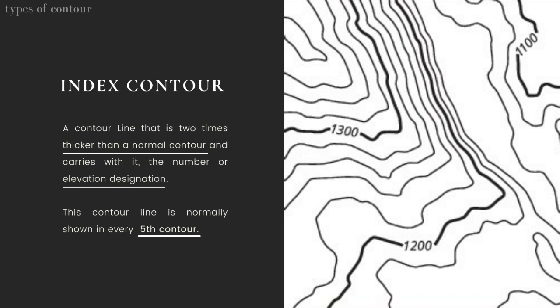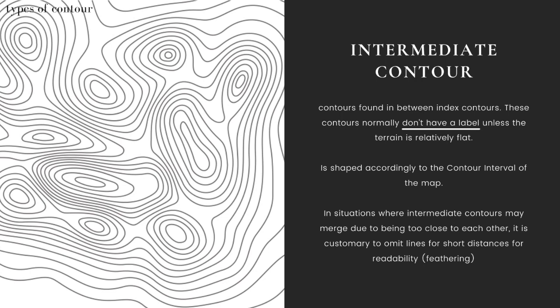Moving on to intermediate contours, these are found in between index contours. These contours normally don't have a label unless the terrain is relatively flat. It is shaped according to the contour interval of the map. We will discuss more about the contour interval later on in the video. In situations where intermediate contours may merge due to being too close to each other, it is customary to omit or delete the lines for short distances for readability. Omitting these lines for readability is also called feathering.